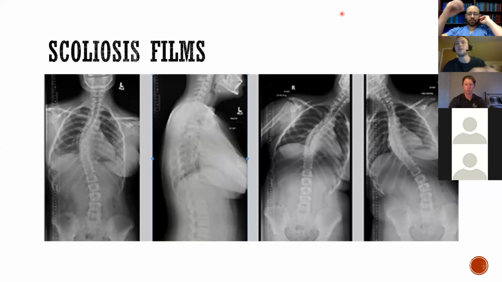That classification system that Jason brought up, the Lenke classification, is very instrumental in helping us determine how high or how low to go with our fusion. The purpose of that is to try to prevent proximal junctional kyphosis or any residual deformity being left out of the correction.